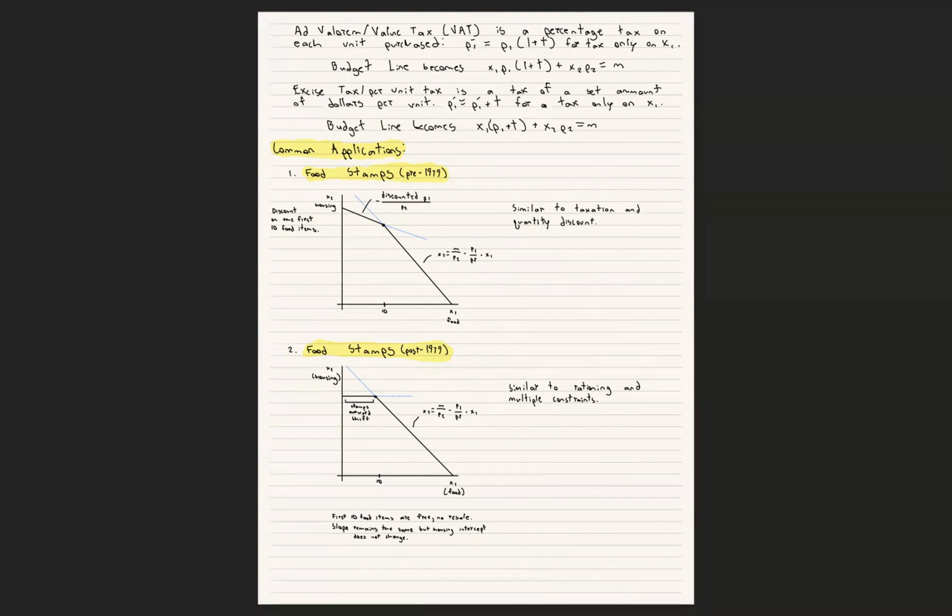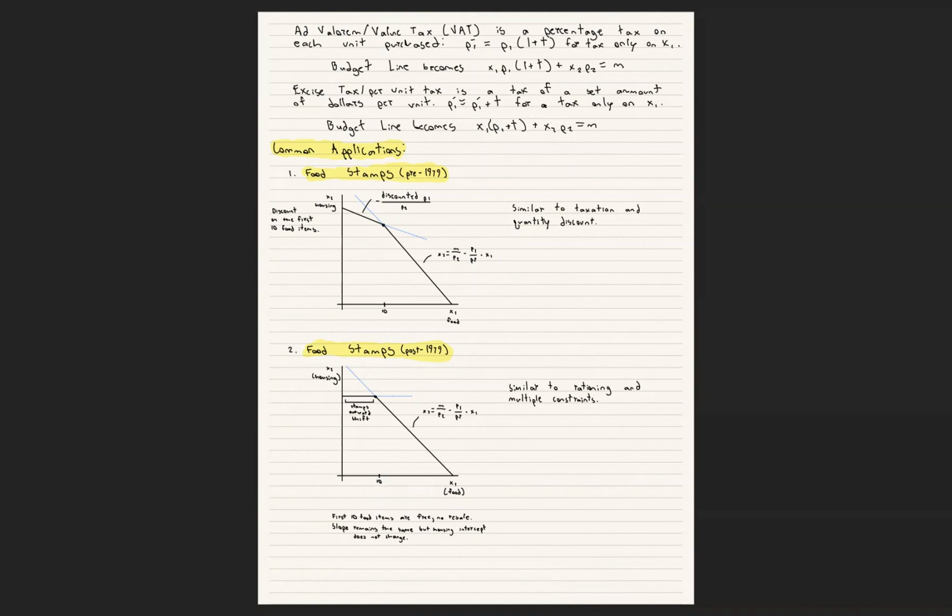Your budget line is going to change, so that's just going to become the quantity of good one times the price of good one, and you're just substituting P prime in for P from the previous equation. You have 1 plus the tax rate, plus quantity of good two times price of good two equals your budget.